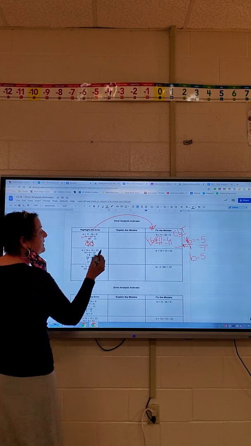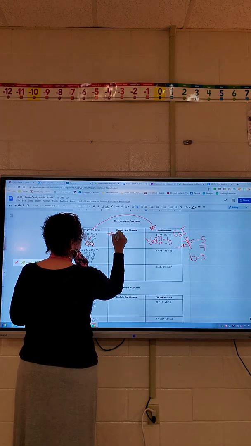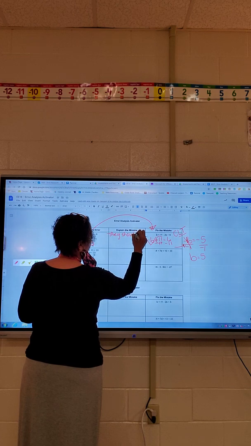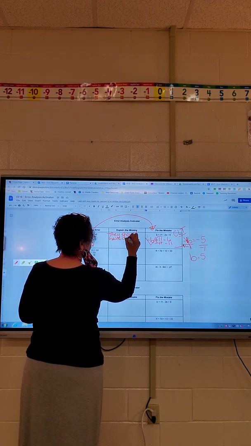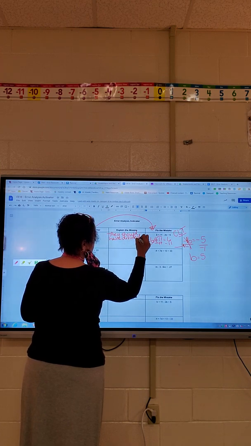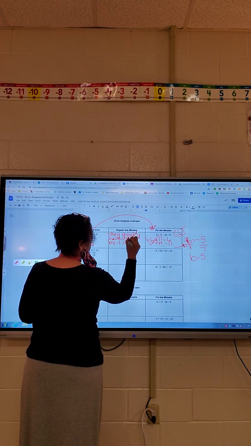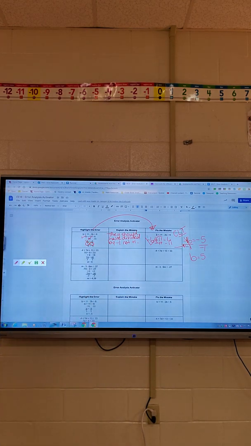And then in explain the mistake, they should have divided by -1, not +1. And that's all we're going to have. We ain't going to get fancy. They should have divided by a -1 instead of a +1. Okay? We're not going to get too wordy.